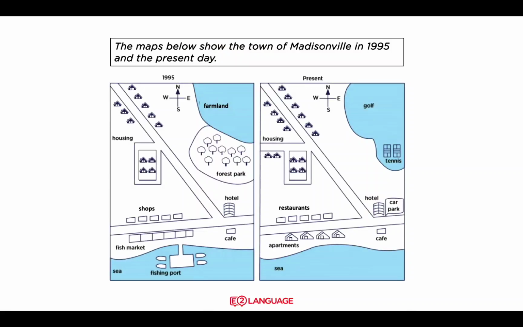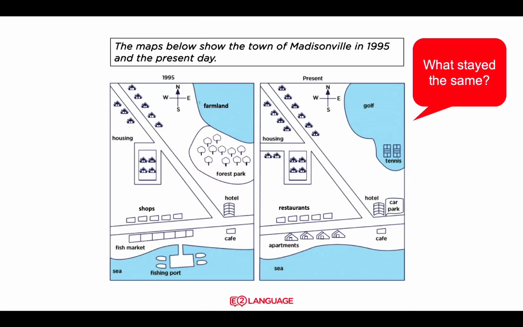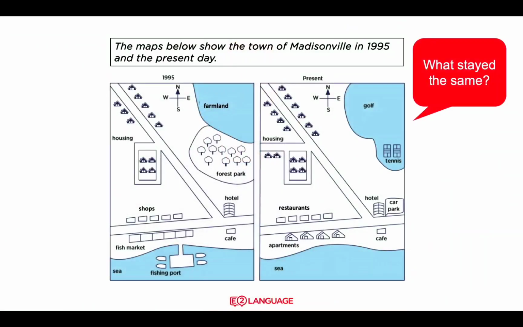Now, something to keep in mind when dealing with maps in task 1 is that, like with a process diagram, you have to describe everything. You have to describe everything that changed and everything that stayed the same. So when you look at it to begin with, start by thinking about what stayed the same, and it can help to move your eyes from top to bottom. Use your pen or highlight and notice what stayed the same from 1995 to the present day. Pause the video now and have a look for yourself.